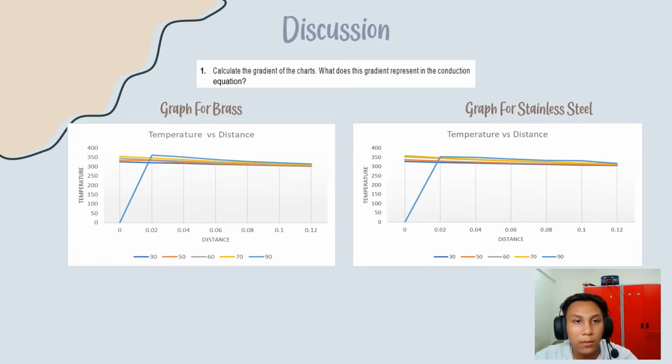Today I will present the discussion for this experiment. Question 1 for the discussion is: calculate the gradient of the chart. What does this gradient represent in the conduction equation?